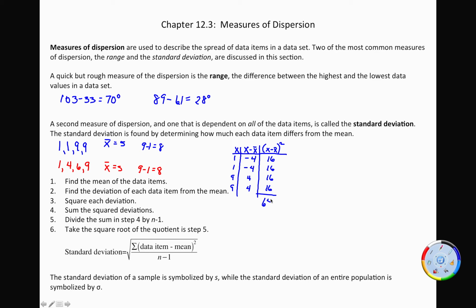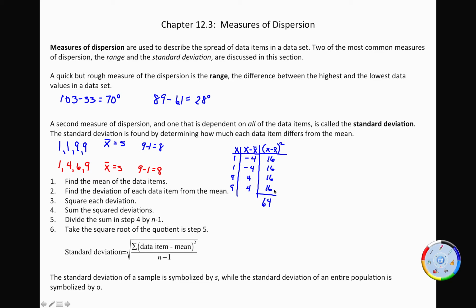Then I'm going to add them all up. Okay, so we squared each deviation. We summed the squared deviation. Now we're going to divide the sum by n minus 1, where of course n is the number of items in your set. And minus 1, statisticians have just found that actually gives a closer approximation. So that's just something I'm going to remember that's standard in my formula, and divide by n minus 1 instead of n, as if I was finding the typical average.